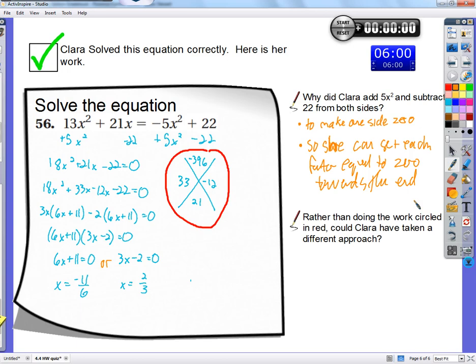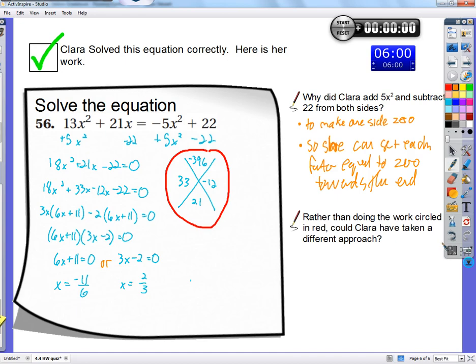Which is really counterintuitive based on our previous knowledge, get the x by itself. Kind of a weird idea to not just go straight for getting x by itself, like moving constants to the other side and doing that kind of thing. Get one side to be zero, then factor it, and then now make two easier equations. It's kind of strange. All right, so here's the next question.